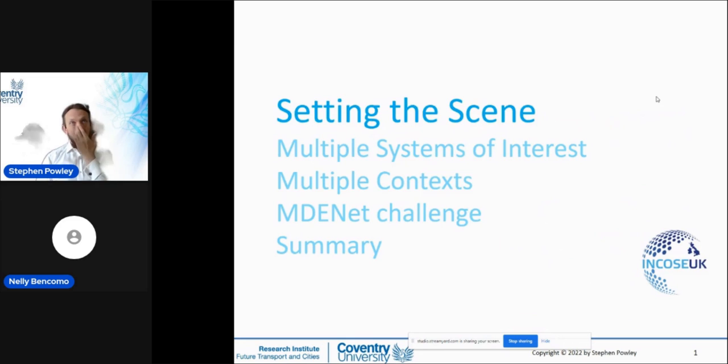So I will first of all set the scene. Then I'm going to talk about multiple systems of interest. Then I'm going to move to a broader look at multiple contexts. And then I'm going to present the MDENet challenge, which I've been asked to bring into this challenge talk. And then we'll have a bit of a summary.